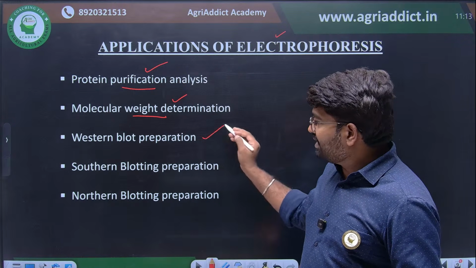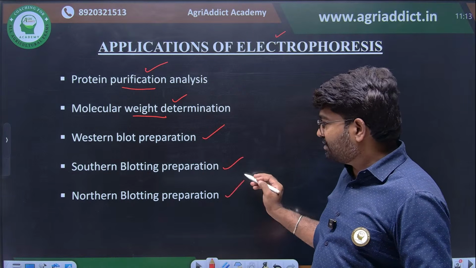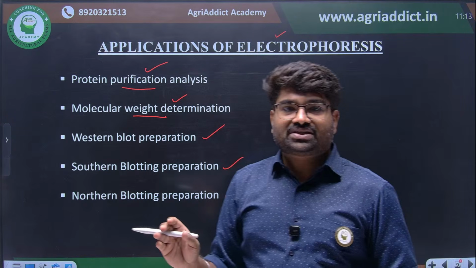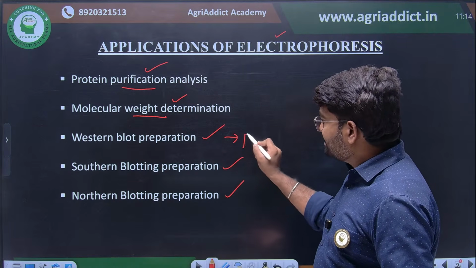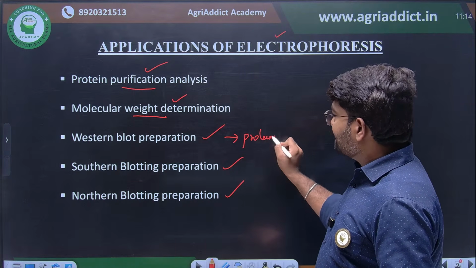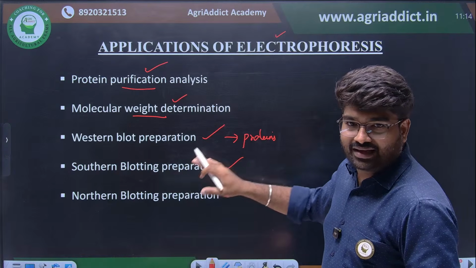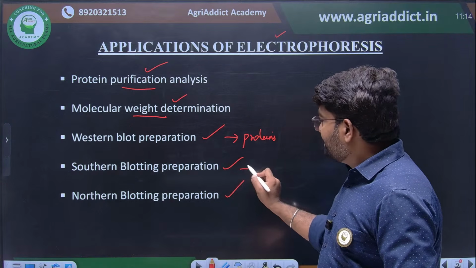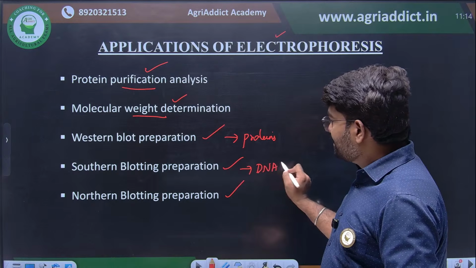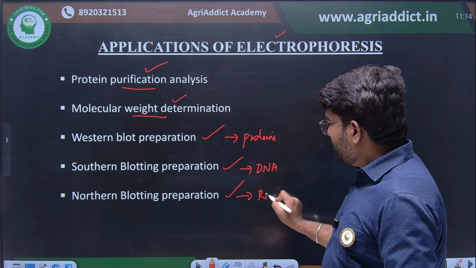Then western blotting, southern blotting and northern blotting preparations we can do. For example, in western blotting we will determine the proteins. First, the protein has to be resolved on gel, which we will do using electrophoresis. And in southern blotting, DNA molecules will be separated. In northern blotting, RNA molecules will be determined.